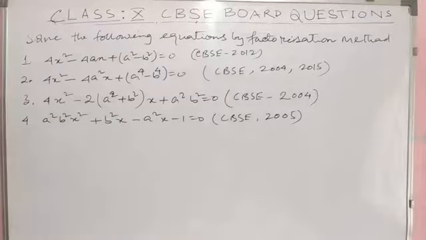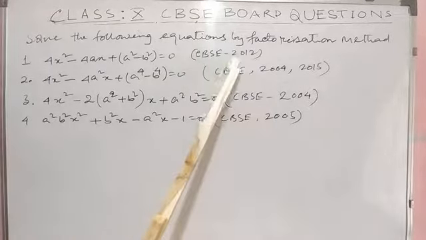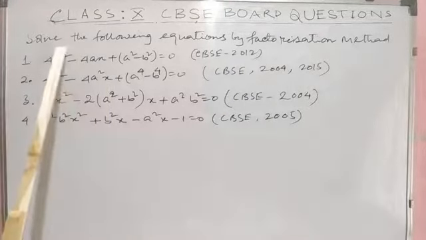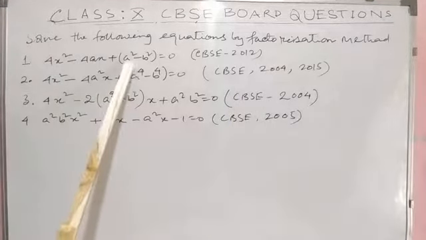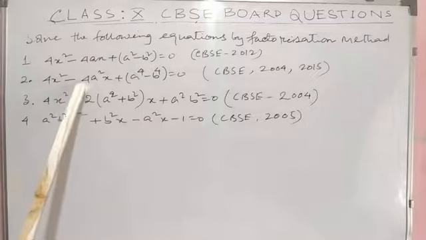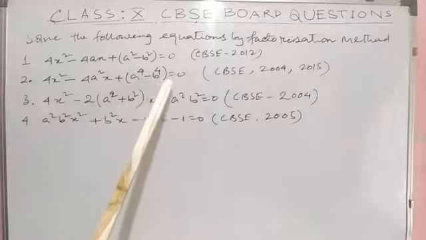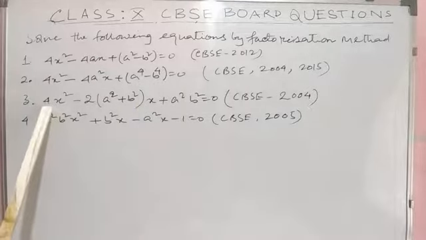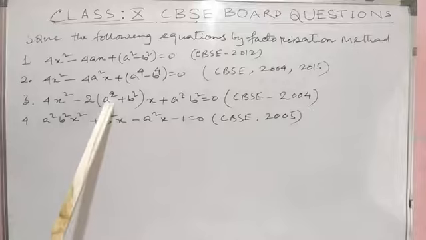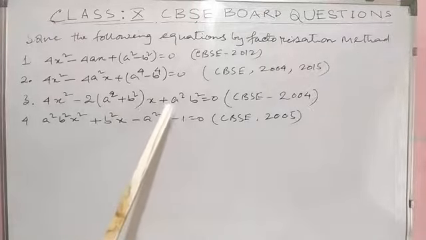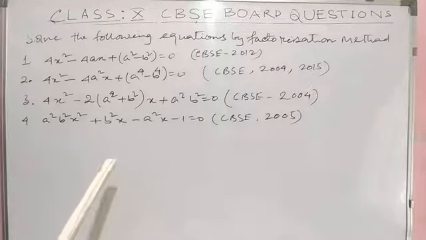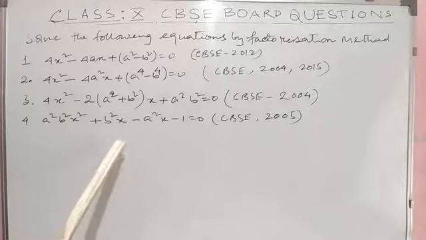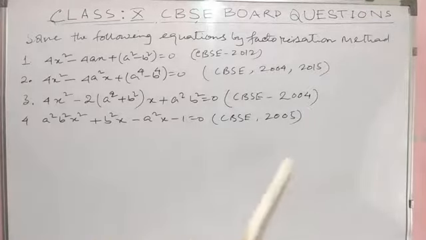Okay, dear children. Again you see some questions. All these questions were given in the CBSE board exam. Now solve the following questions by factorization method. Here 4x square minus 4ax plus a square minus b square equal to 0. Next 4x square minus 4a square x plus a to the power 4 minus b to the power 4 equal to 0. Next 4x square minus 2 whole into (a square plus b square) whole into x plus (a square plus b square) equal to 0. Then a square b square x square plus b square x minus a square x minus 1 equal to 0. So all these questions were given in CBSE board exam. So I'll solve them one by one.